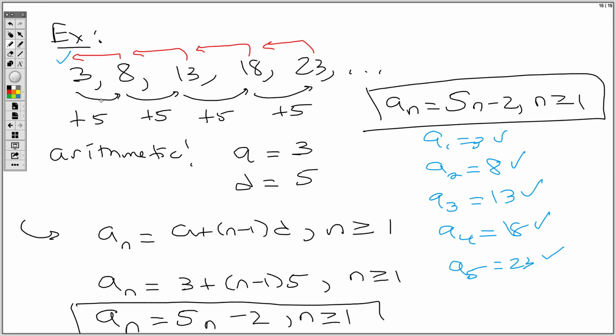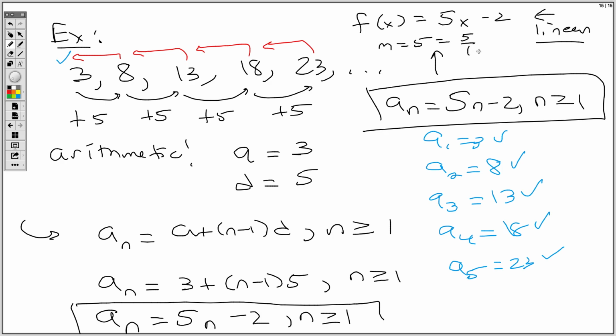Now, if you think about this back in function land, if we go back and look at this as an f of x and use the variable x instead of n, you'll notice that this is a linear equation. Going way back to chapter 1, the third day of class, we talked about linear functions. Linear functions all have the form mx plus b. They have a constant rate of change. For every 1 over, you go up m. In this case, the slope is 5. Think of that as 5 over 1. That means for every 1 I go over to the right, I'm going to go up 5.